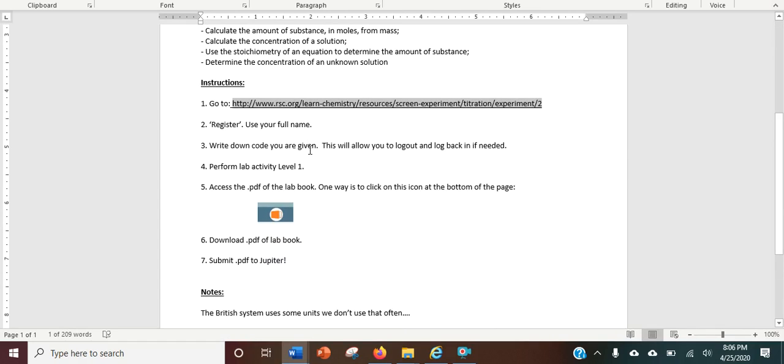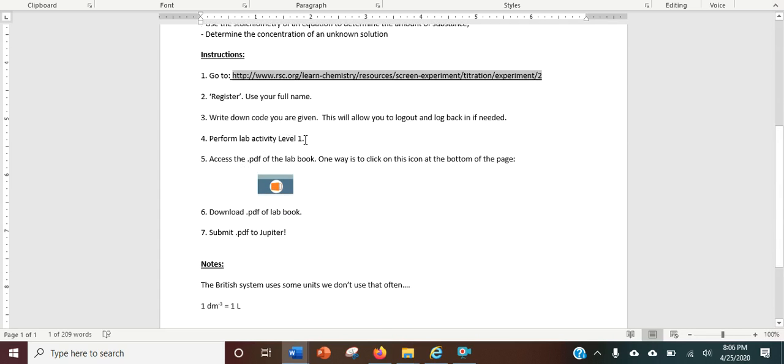If you cannot do the lab, both level 1 and level 2, in one sitting, then you should write down the code you're given so you can go back to it later. Because it does take a while if there's a lot of parts to this lab. So it should take about an hour to 2 hours to do this lab, more or less. So if you cannot spare 1 hour or 2 hours to do this lab, then write down the code. Okay, so then you're going to do lab activity level 1.